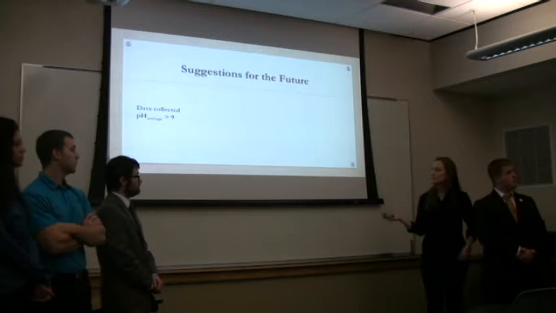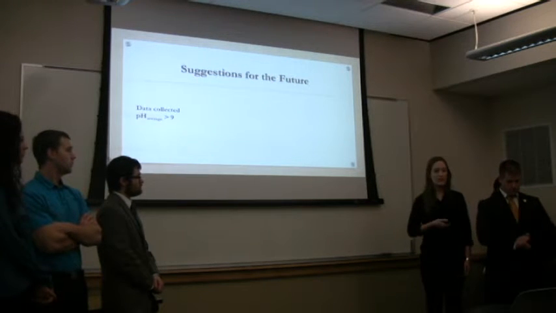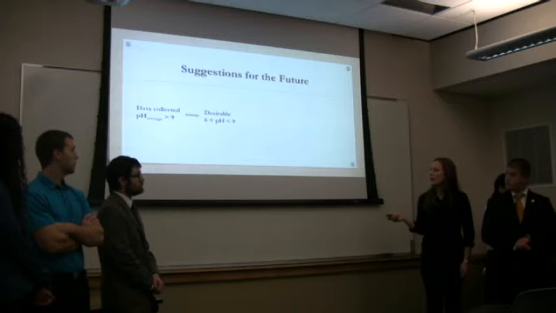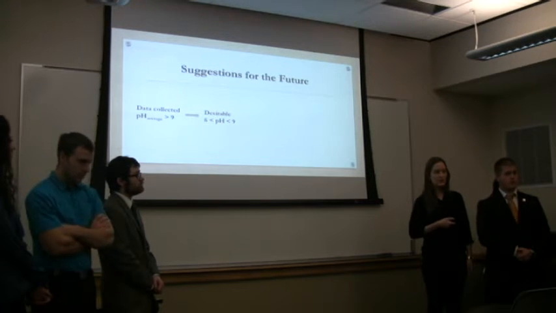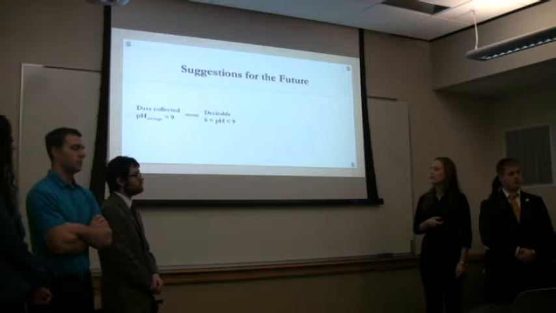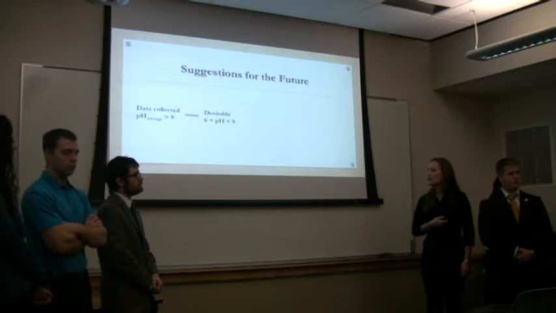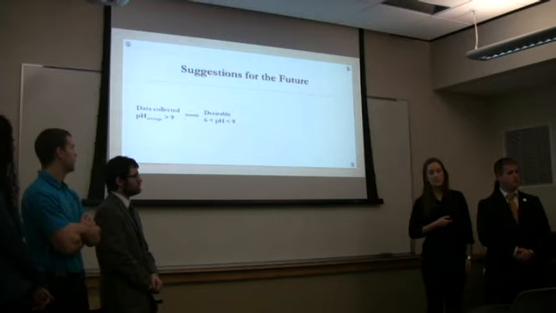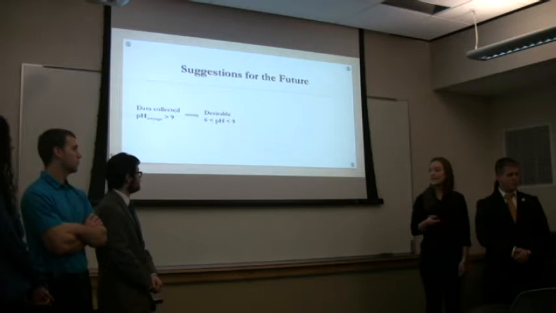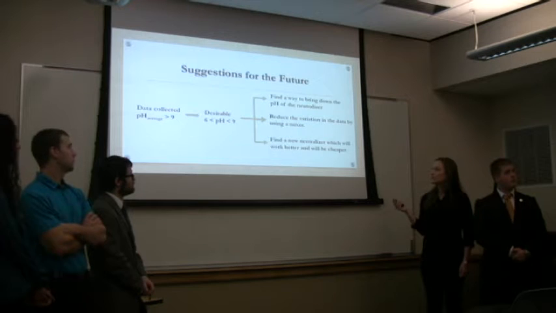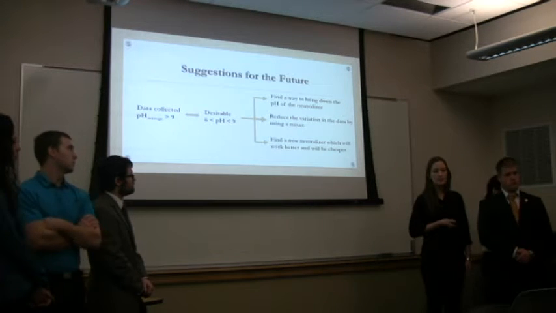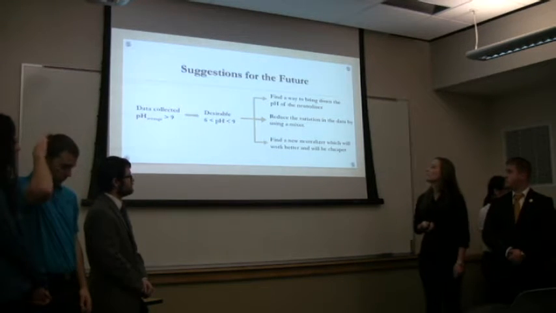So our process is also out of specification. Our data collected showed us a pH average greater than 9. But according to the EPA, the Environmental Protection Agency, our desirable pH should be between 6 and 9. So we have 3 suggestions for the future to try to solve this problem.